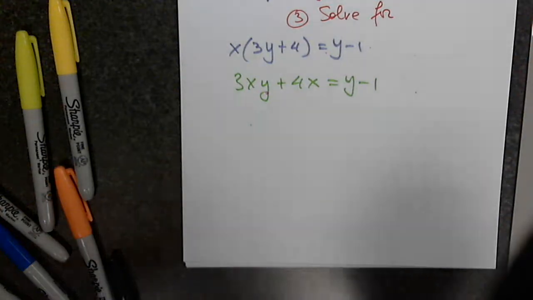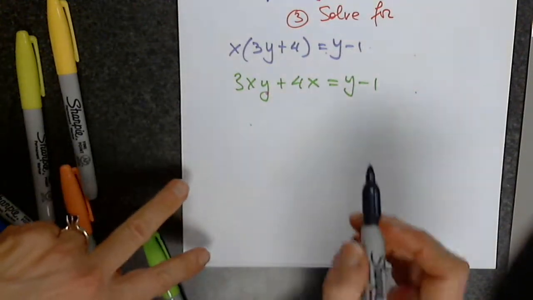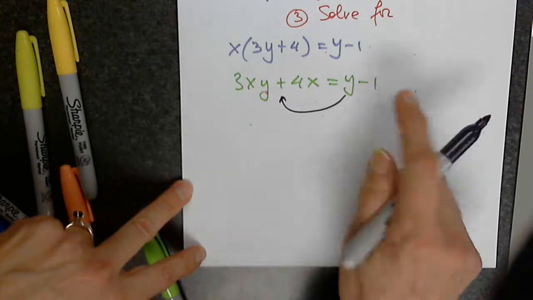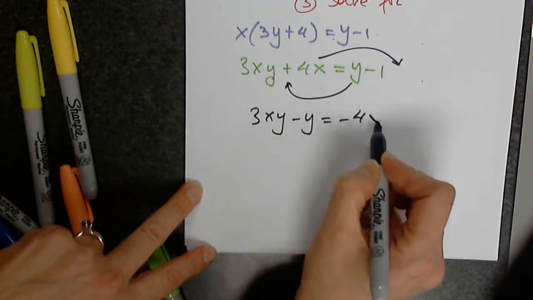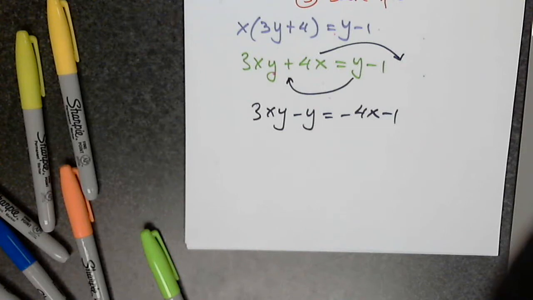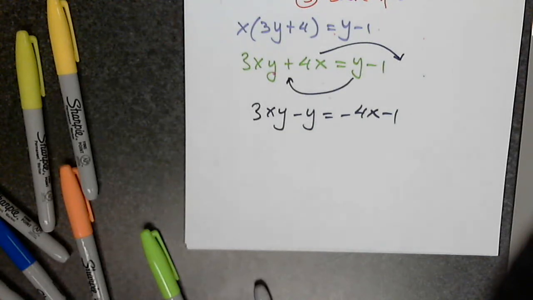Then, yes, not the minus 1, yes. So 3xy minus y equals negative 4x minus 1. Now what? Again, let me ask you, what are we solving for? Okay, what should I do? I have two terms with y, I can never leave it like that.